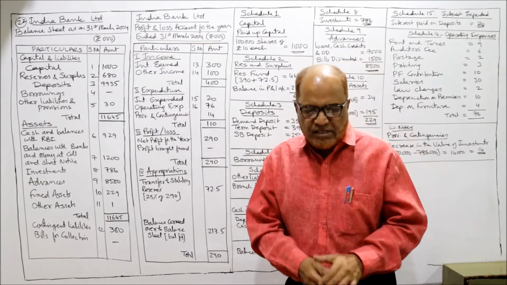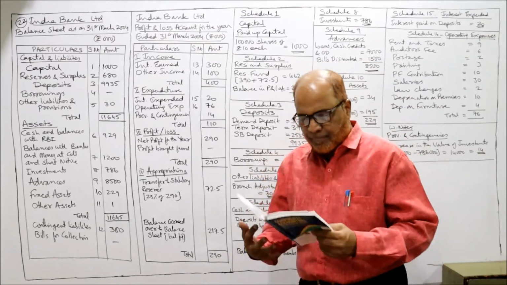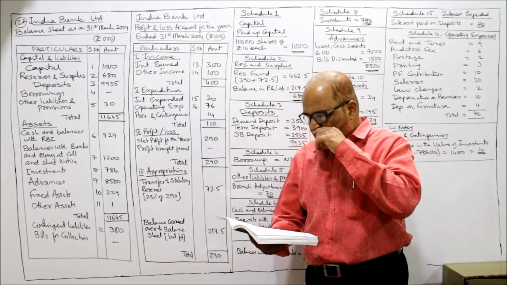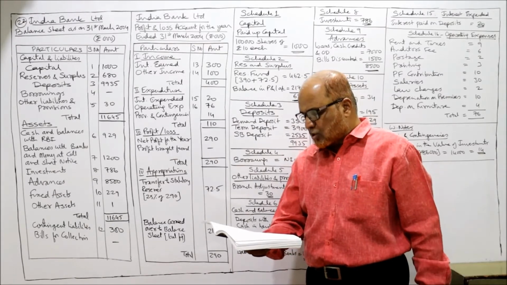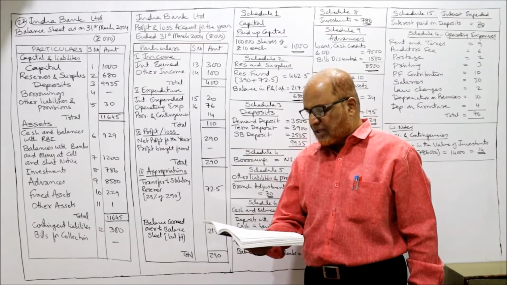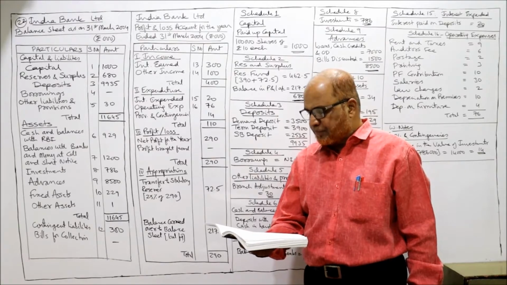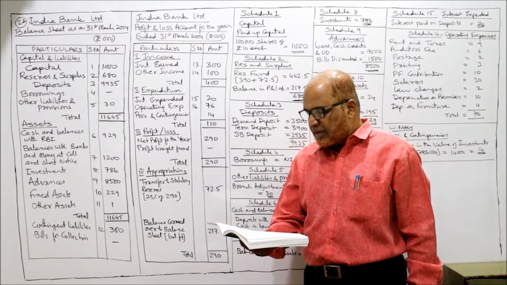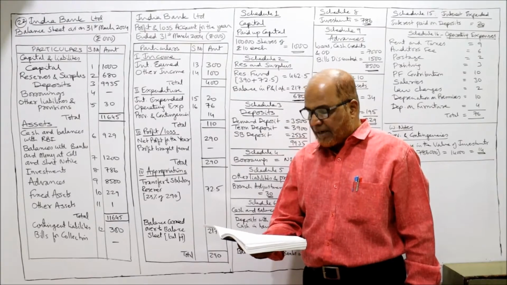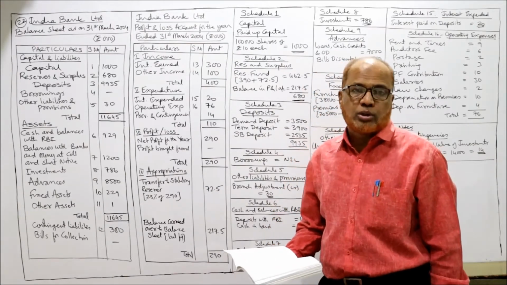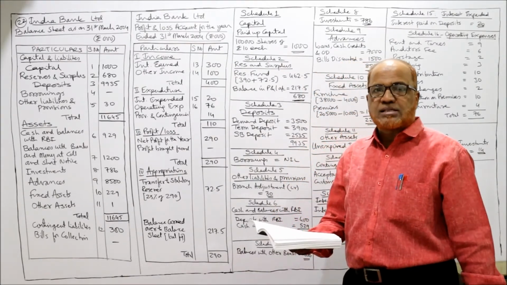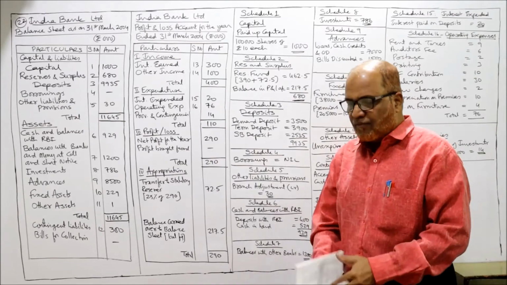Now see the 22nd problem. Problem number 22. The following balances have been extracted from the books of India Bank Limited as on 31st March 2004. Prepare the profit and loss account for the year ended and balance sheet. So in this problem you have to make both profit and loss account as well as balance sheet for India Bank Limited for the year ended.